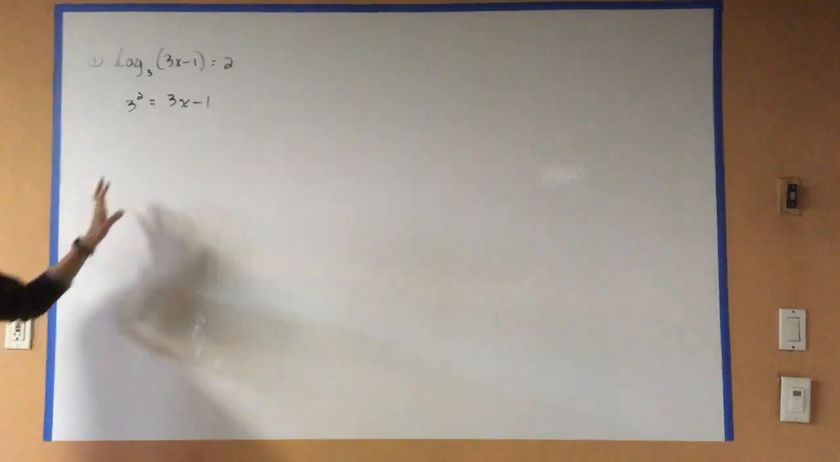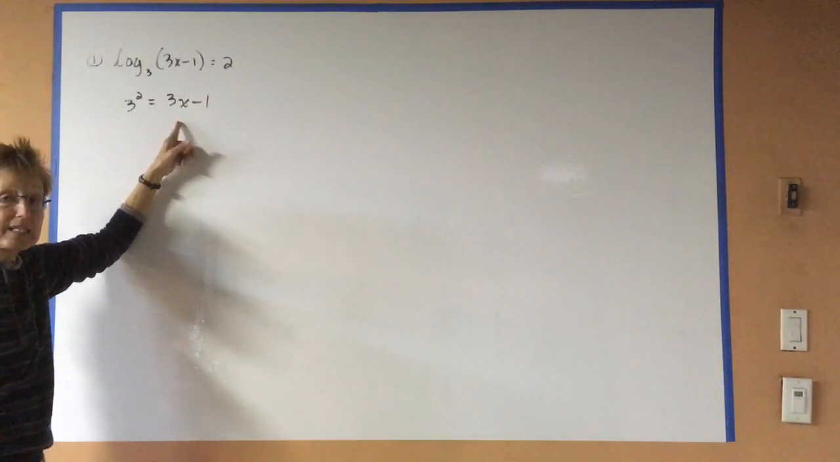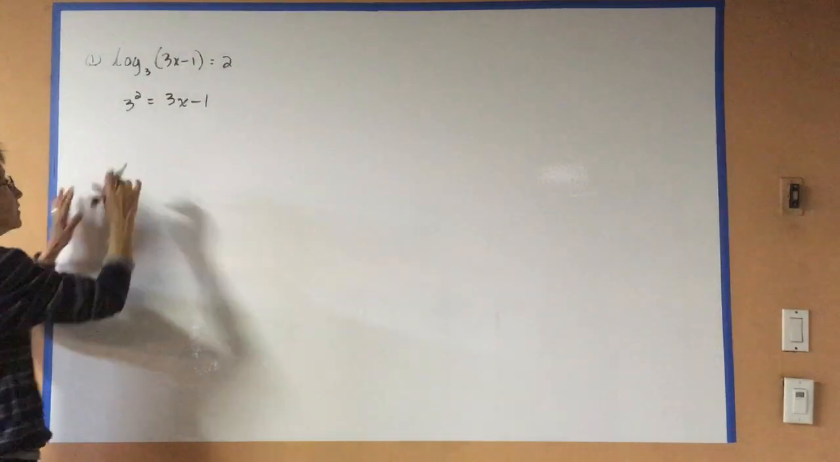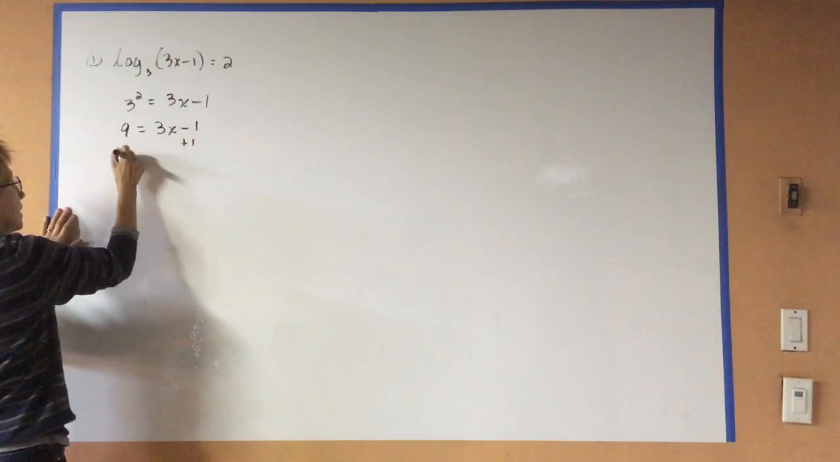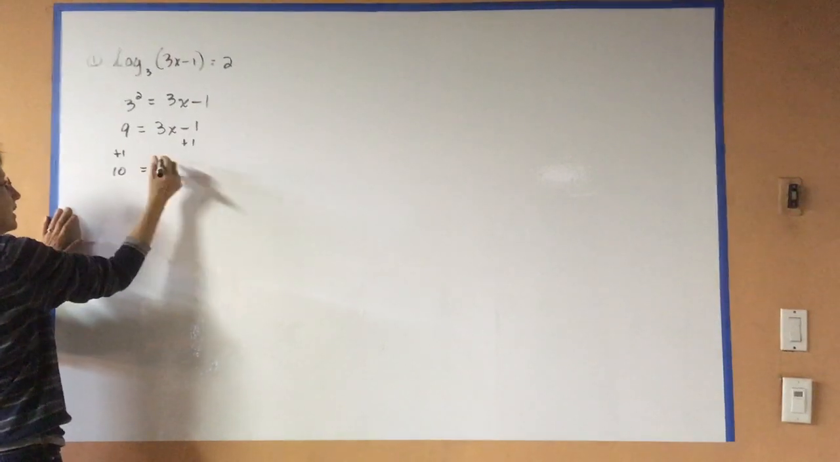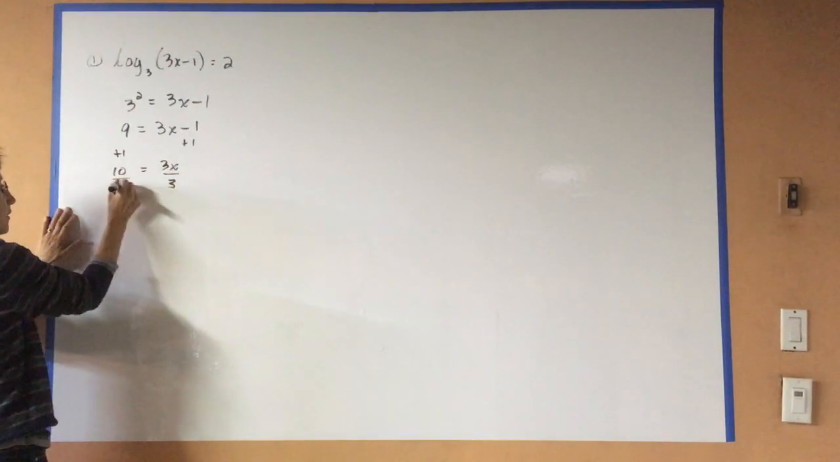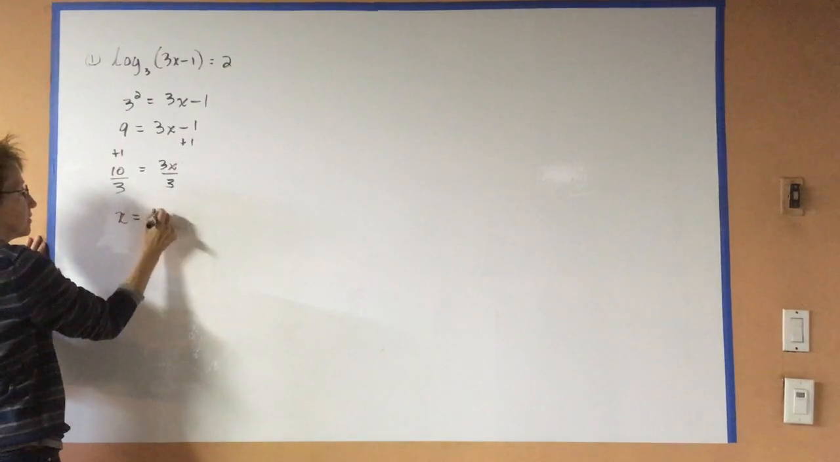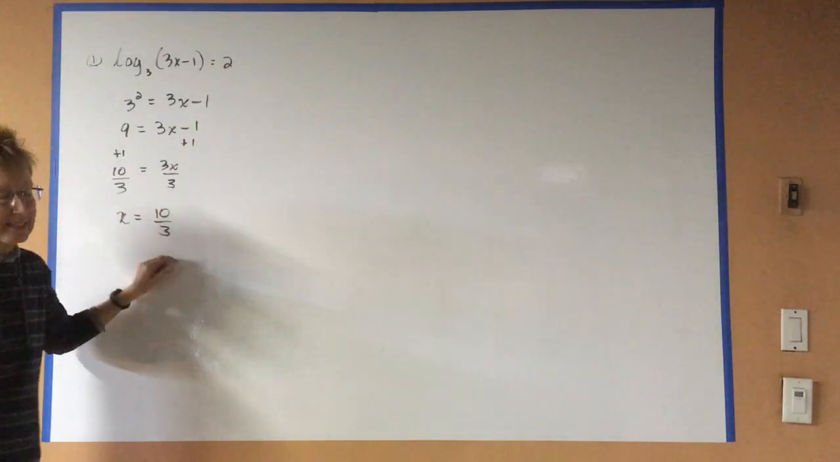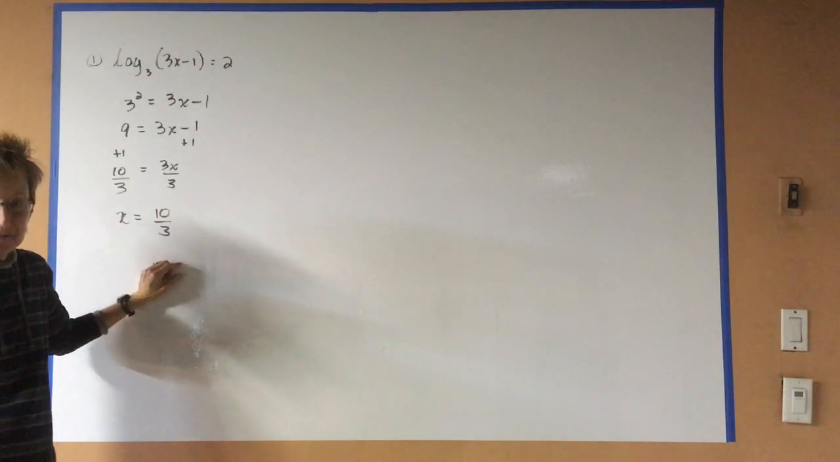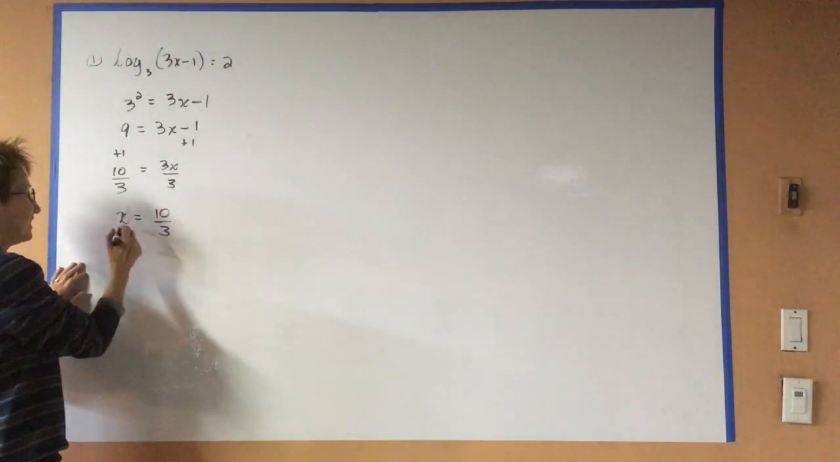The question is what kind of an equation is it now? It's linear, so I can do this. This says 9 equals 3x minus 1. I'll add 1, I'll get 10 equals 3x. I'll divide by 3. I'll get x equals 10/3. I know what that is. You don't need to approximate that for me. We'll leave it with the exact answer.